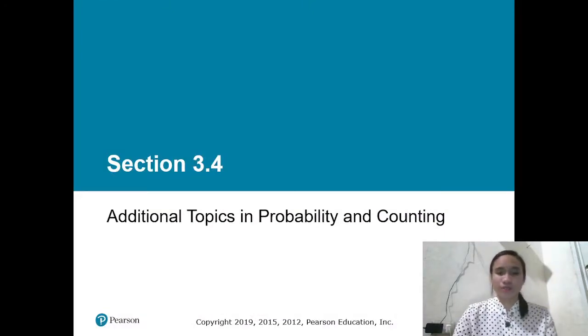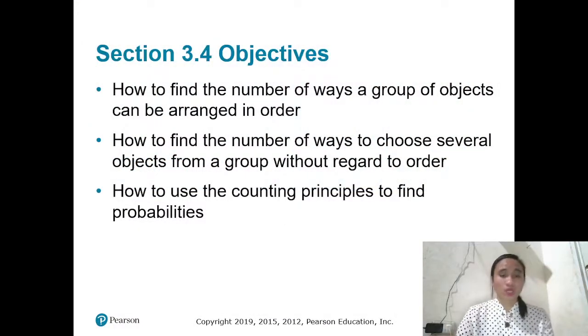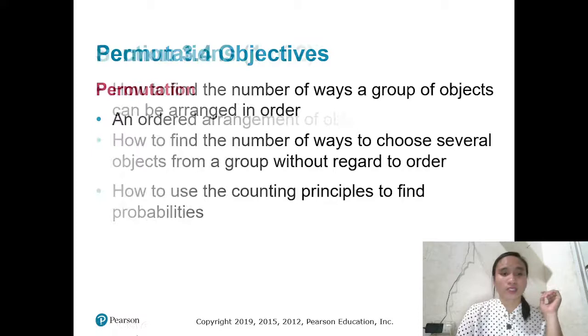I'm going to report on section 3.4, additional topics in probability and counting. The objectives: first, how to find the number of ways a group of objects can be arranged in order. Second, how to find the number of ways to choose several objects from a group without regard to order. Third, how to use the counting principle to find probabilities.